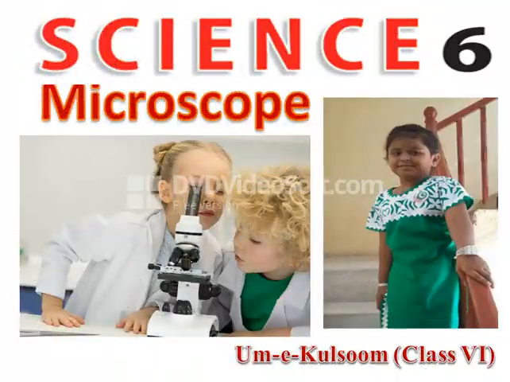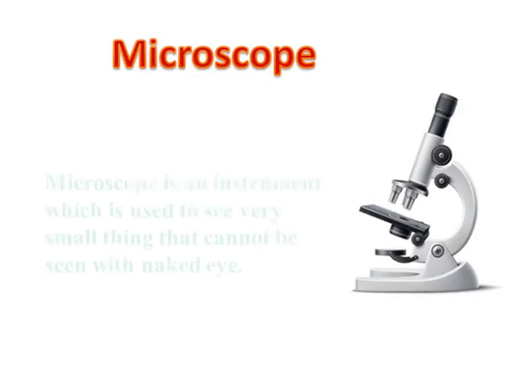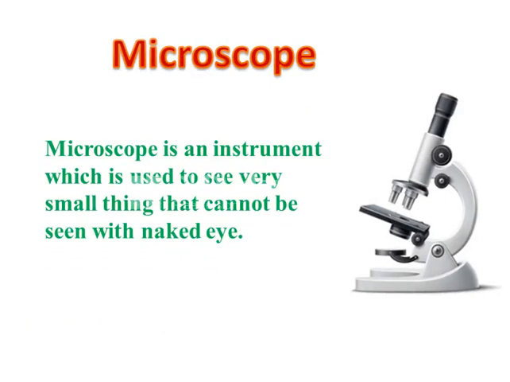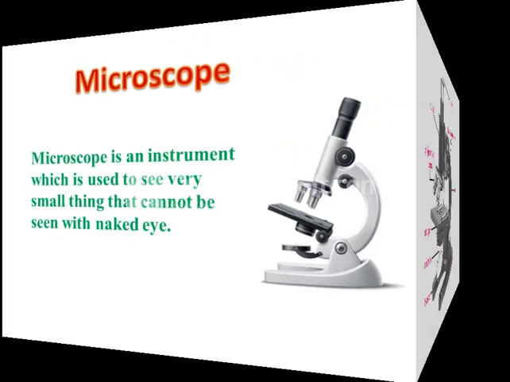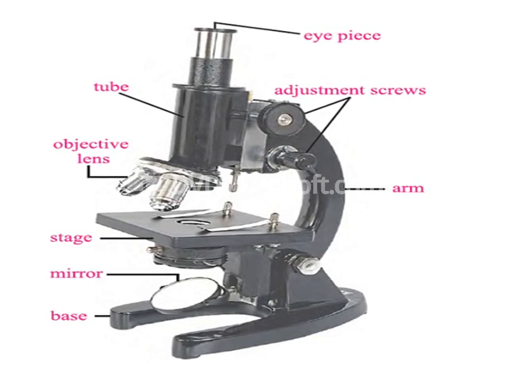Science Class 6: Microscope. A microscope is an instrument which is used to see very small things that cannot be seen with the naked eye. Its parts are eyepiece, adjustment screws, arm, base, mirror, stage, objective lenses and tube.